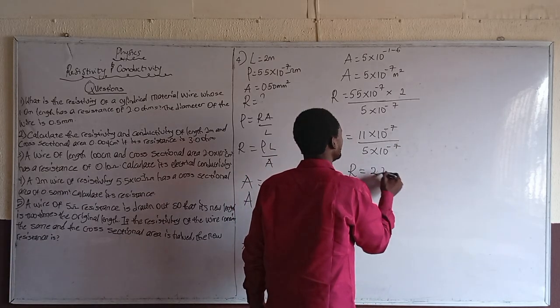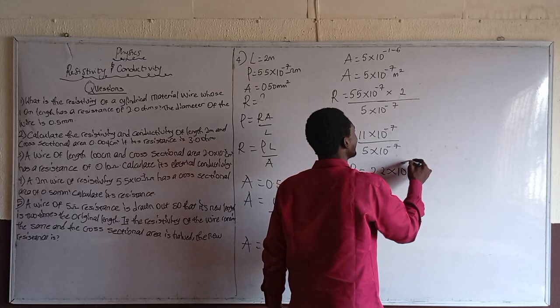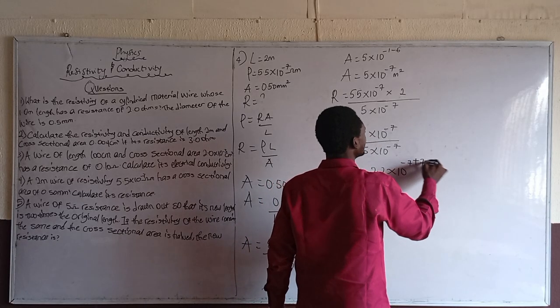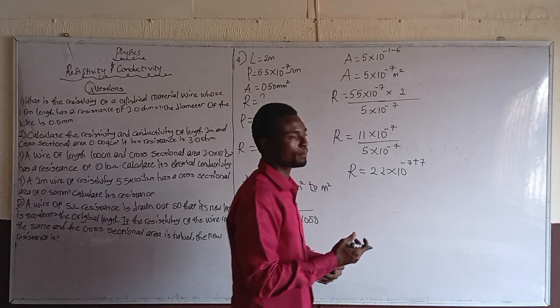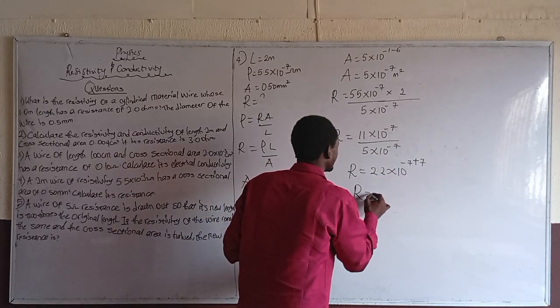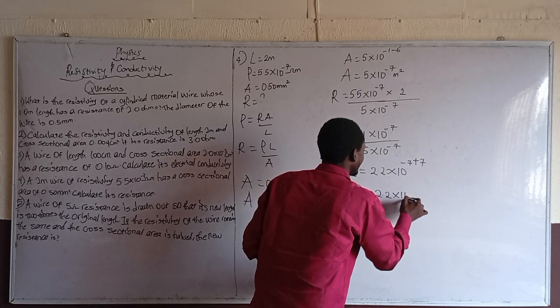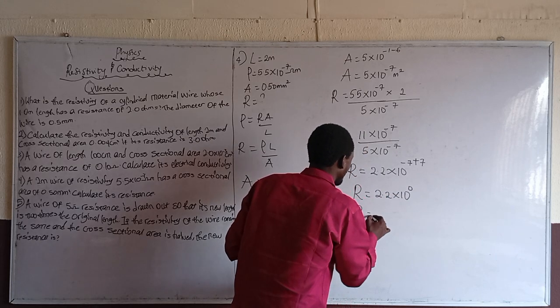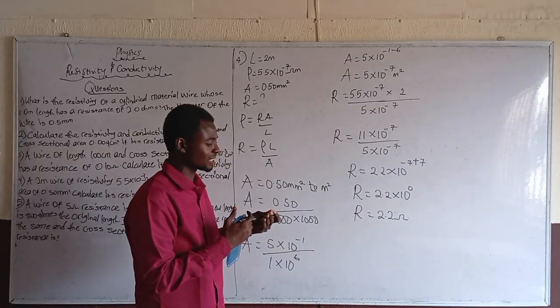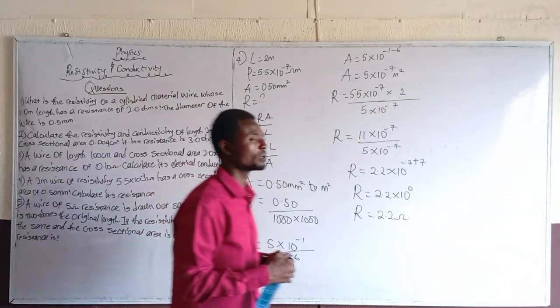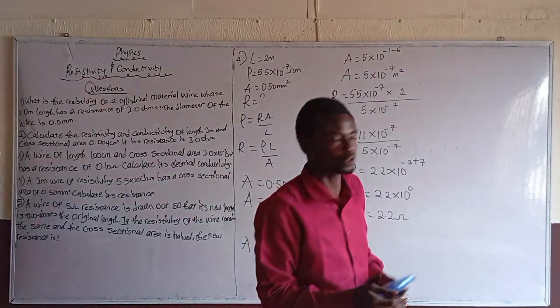That is 2.2 times 10 raised to power minus 7 plus 7. This is negative. Bringing it up becomes what? Positive. So my resistance becomes 2.2 times 10 raised to power 0. Here becomes 2.2 ohms, because anything raised to power 0 is 1. So we move to number 5, which is the last question.